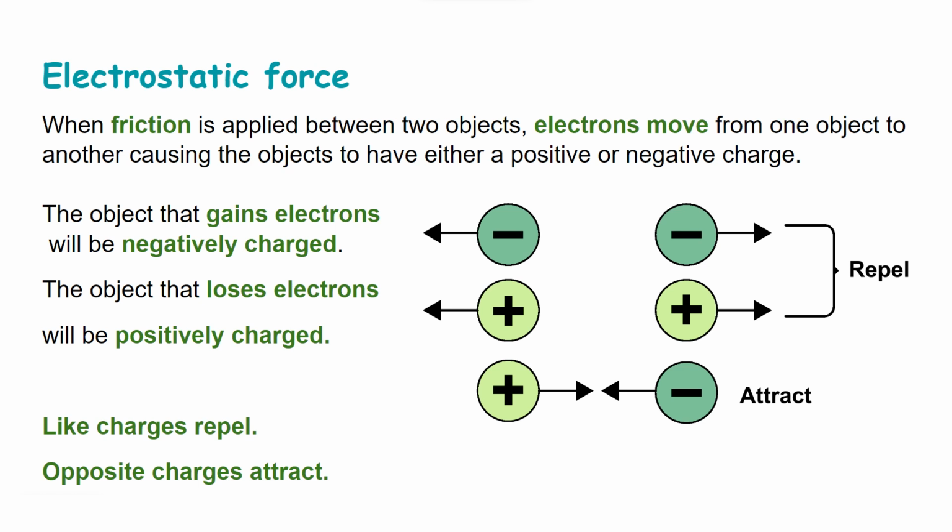If you look at the diagrams on the right, you can see that the negatively charged objects repel one another, whereas a positive and negative object will attract one another. So remember that like charges repel and unlike charges attract.